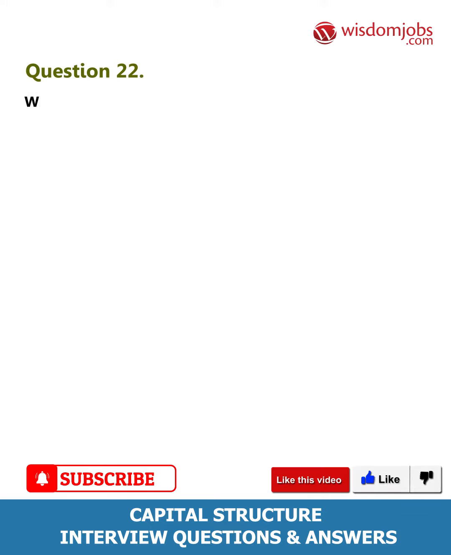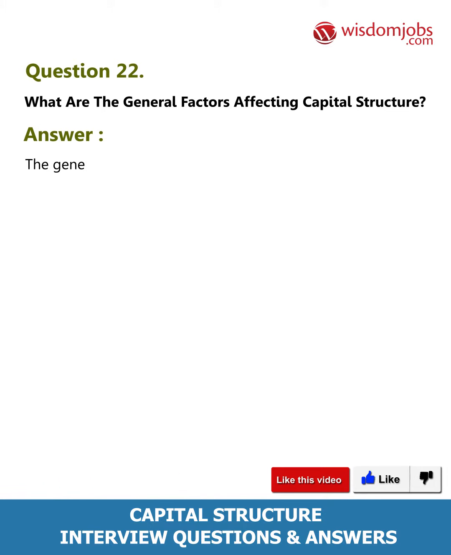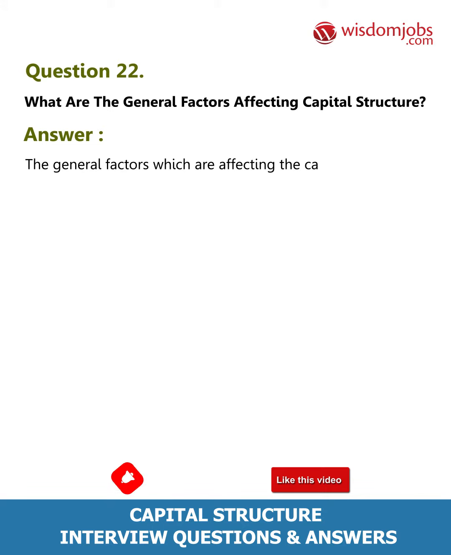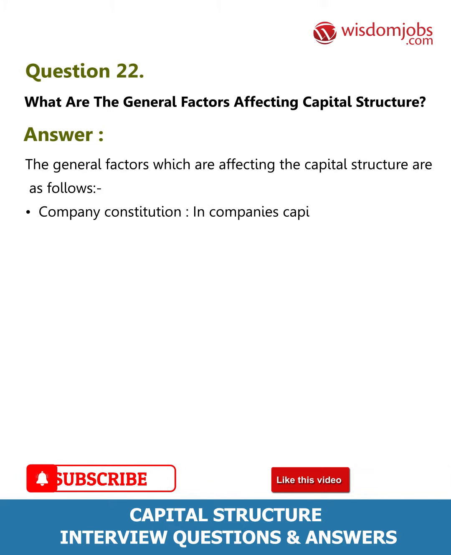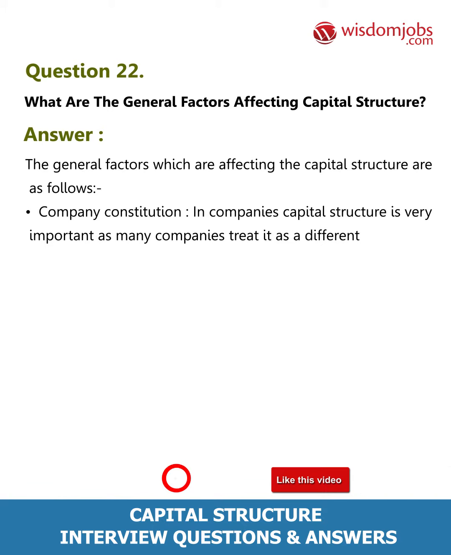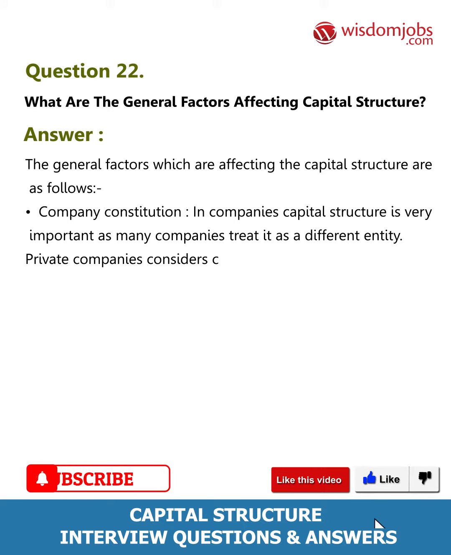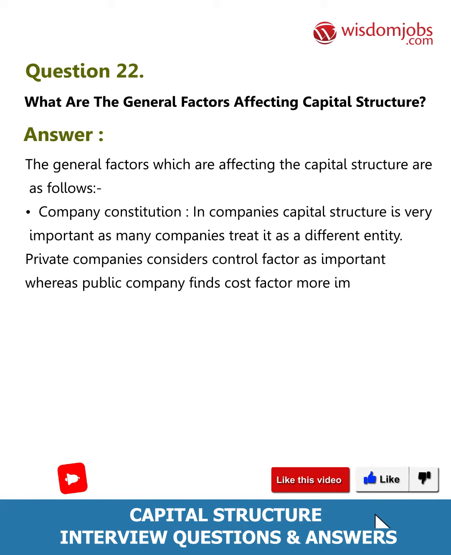Question 22. What are the general factors affecting capital structure? Answer. The general factors which are affecting the capital structure are as follows. Company constitution. In companies, capital structure is very important as many companies treat it as a different entity. Private companies consider control factor as important, whereas public company finds cost factor more important.